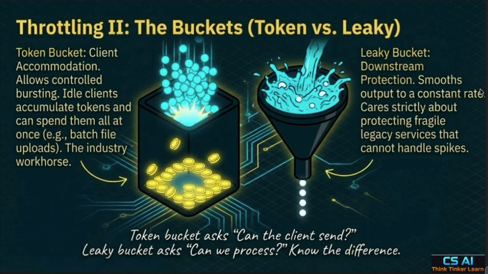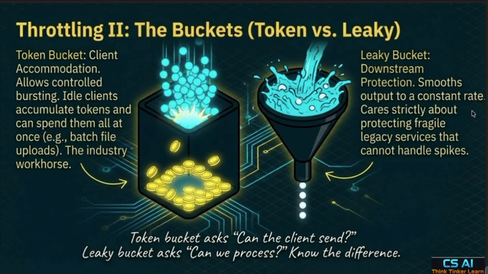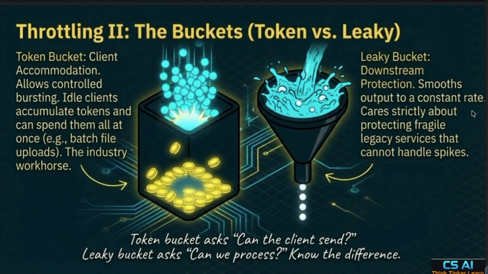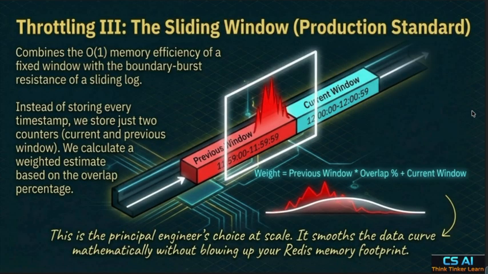The token bucket is the industry workhorse. It accommodates bursting by letting idle clients accumulate tokens to spend all at once, perfect for batch uploads. The leaky bucket is for downstream protection. It ignores the client's needs and cares strictly about protecting fragile legacy services that cannot handle spikes, smoothing output to a constant rate. Token bucket asks, can the client send? Leaky bucket asks, can we process?